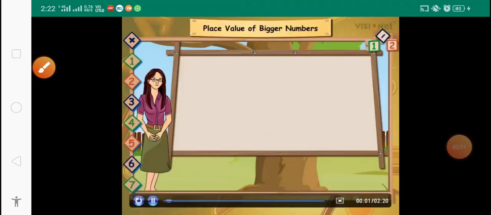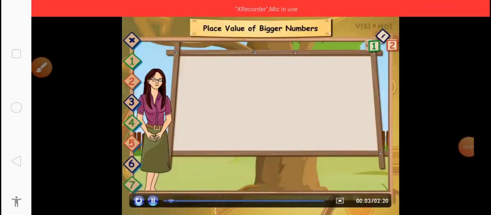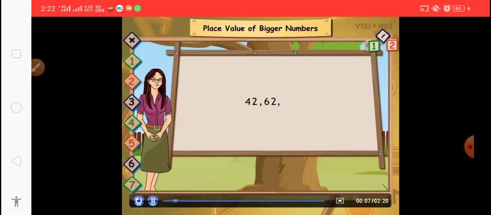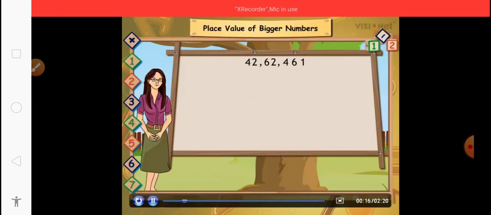Place value of bigger numbers. Look at the number on a board: 42,62,461. Now we are going to write the place values of each digit according to the Indian number system. Now look at the digit 1. It is at 1's place. So its place value is 1 multiplied by 1 is equal to 1.